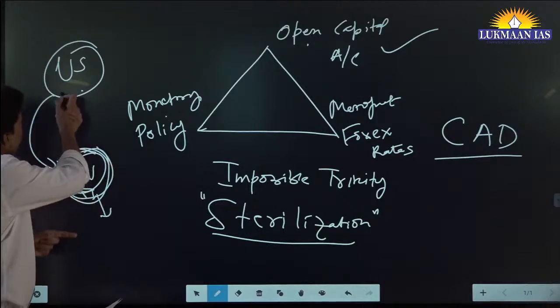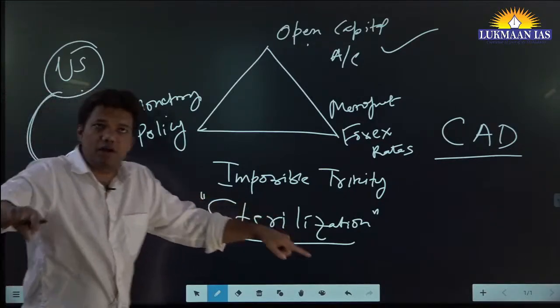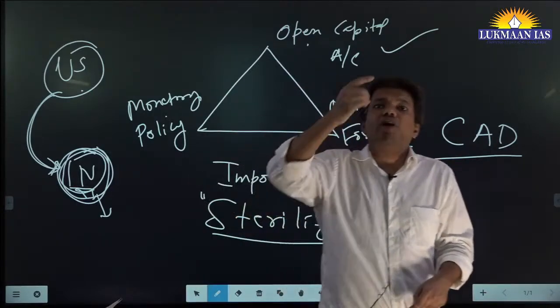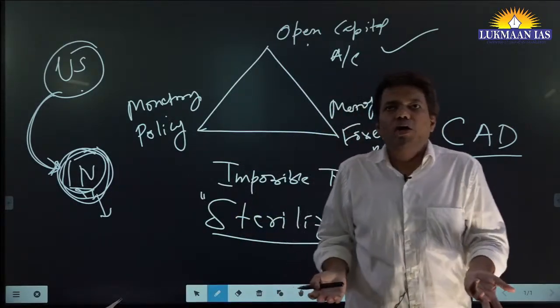what the US investor did was increase the supply of Indian rupees in the market. To reduce that liquidity, what can the RBI do? What option?